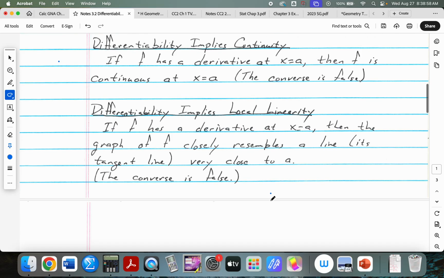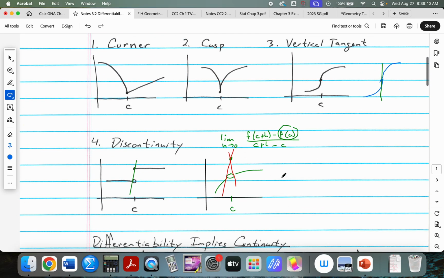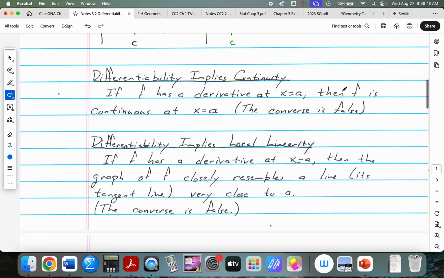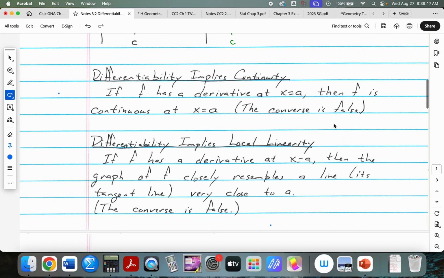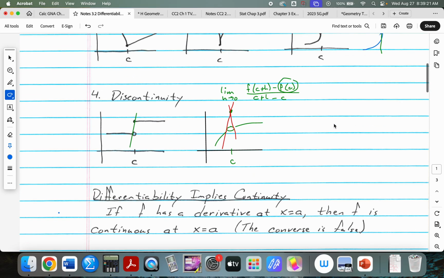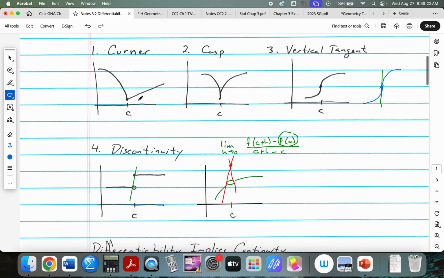All right. Notice on both of these that the converse is false. Just because a function resembles its tangent line doesn't mean that it has a derivative there, and that's the example of a vertical tangent. And just because a function is continuous doesn't mean that it has a derivative at a point. I mean, these are continuous, but there's no derivative at those points.